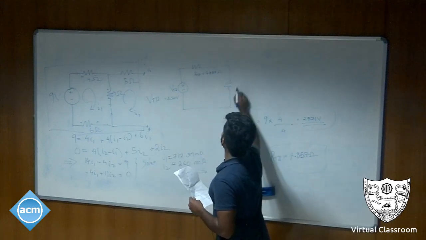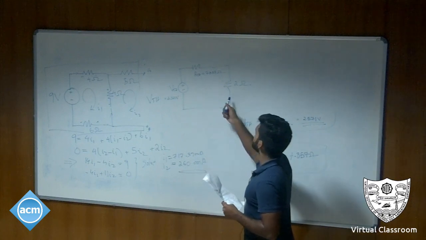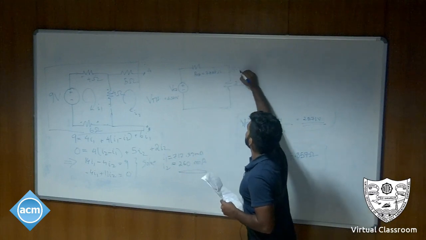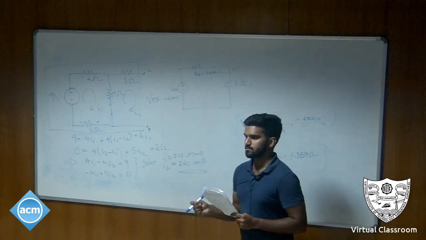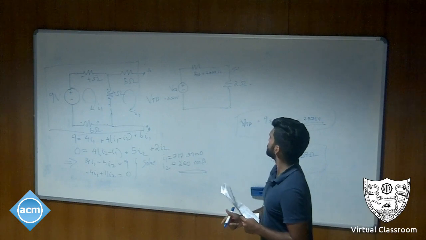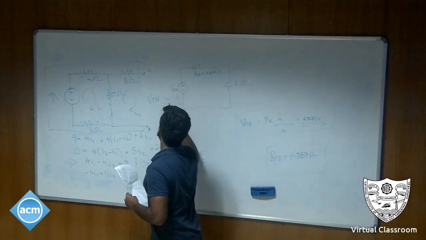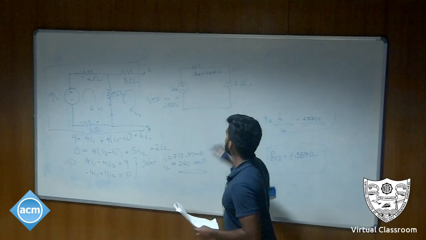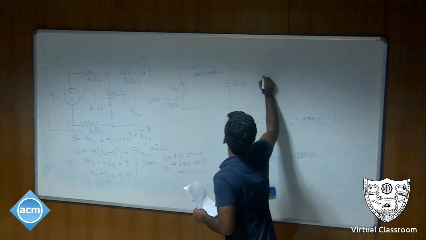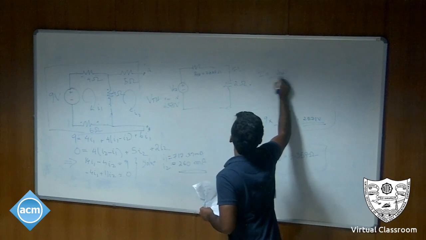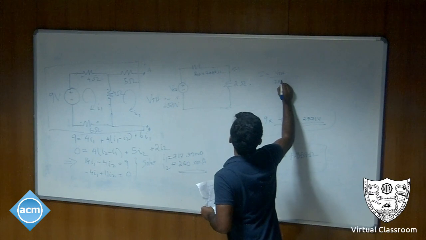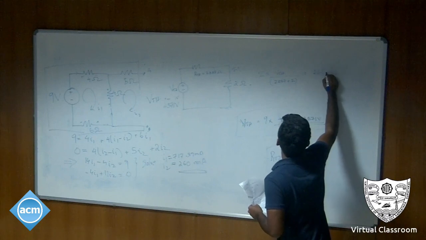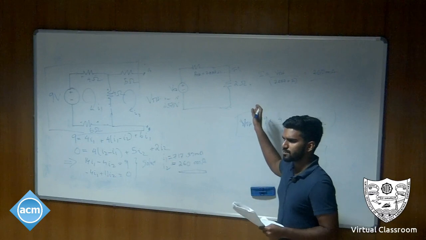Now, imagine you put a 2 ohm resistor over here. Can you calculate the value of current? If we put a 2 ohm resistor, what is I? Current here would be V_TH divided by 7.857 plus 2, and so you get something like 260 milliamps. Does anyone get that?